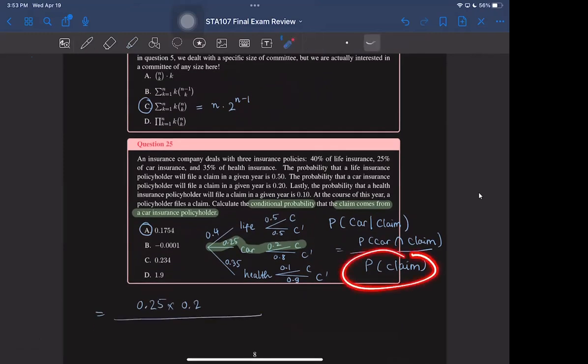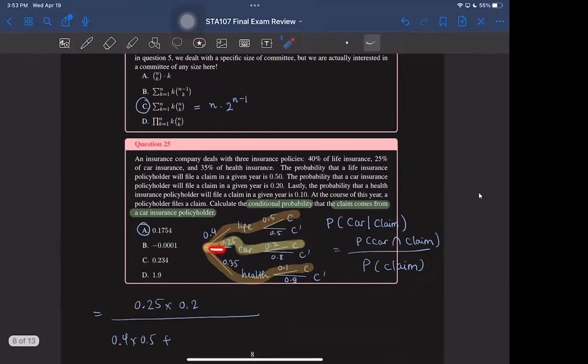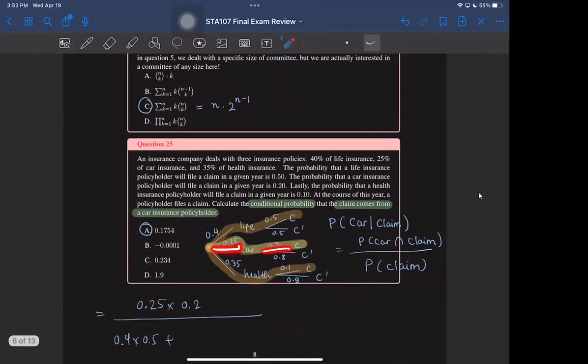And what is the probability that they file a claim? We have 3 paths by which they can file a claim, either through this one, or this one, or this one. So the first part is 0.4 multiplied by 0.5. 0.4 here multiplied by 0.5 here. The second part is 0.25 multiplied by 0.2.